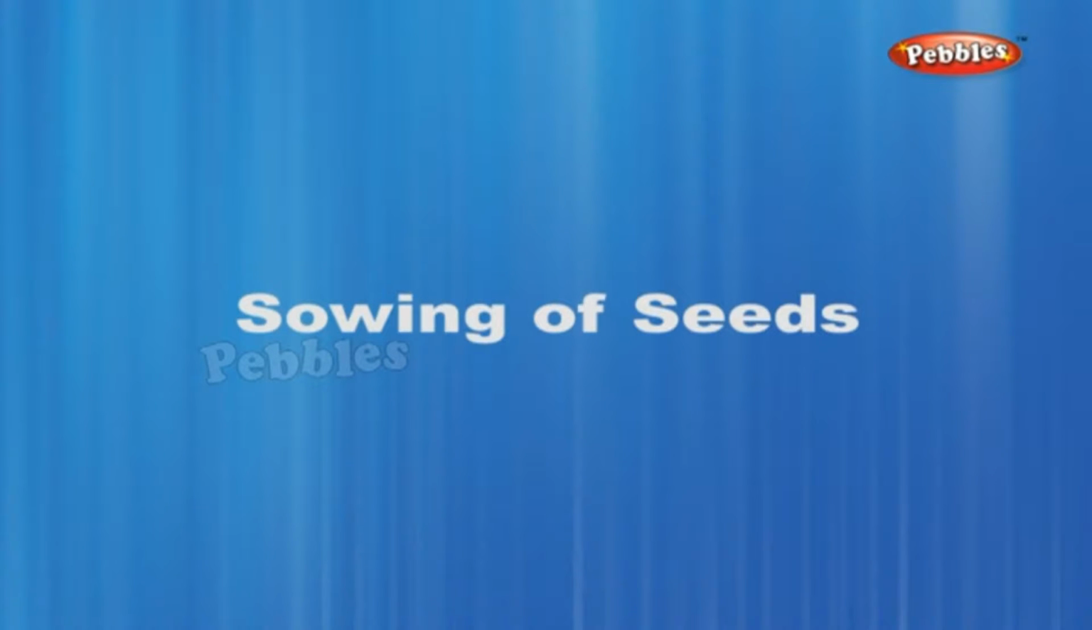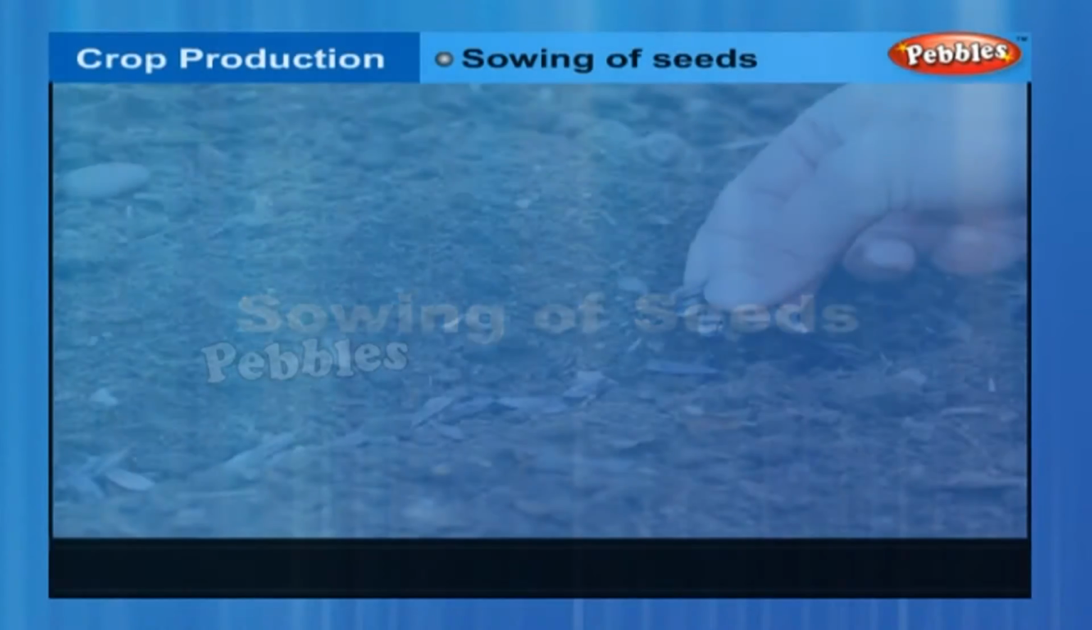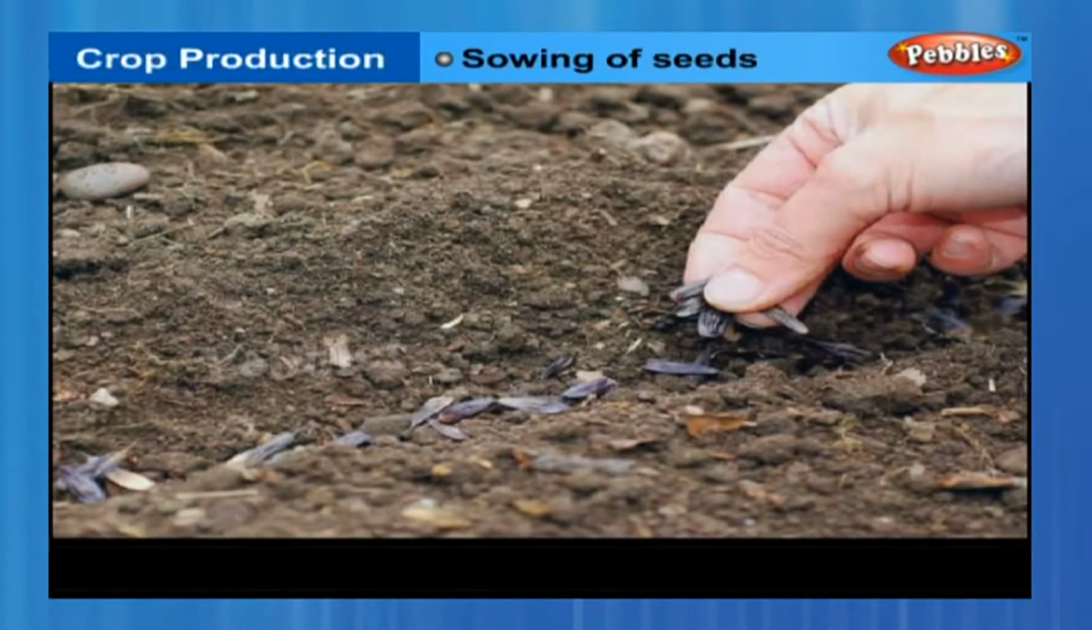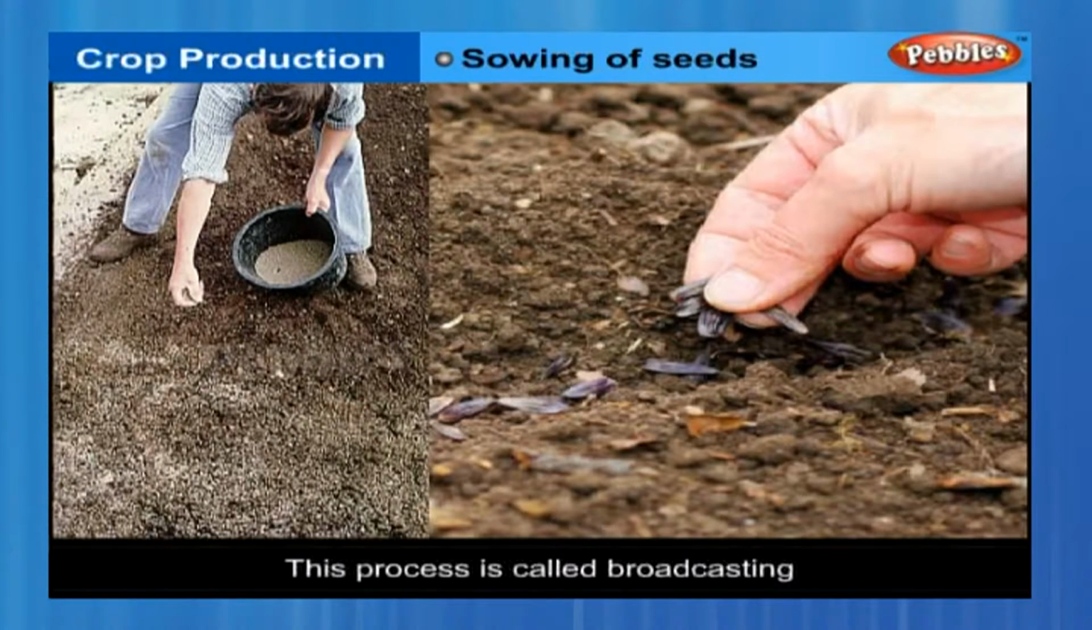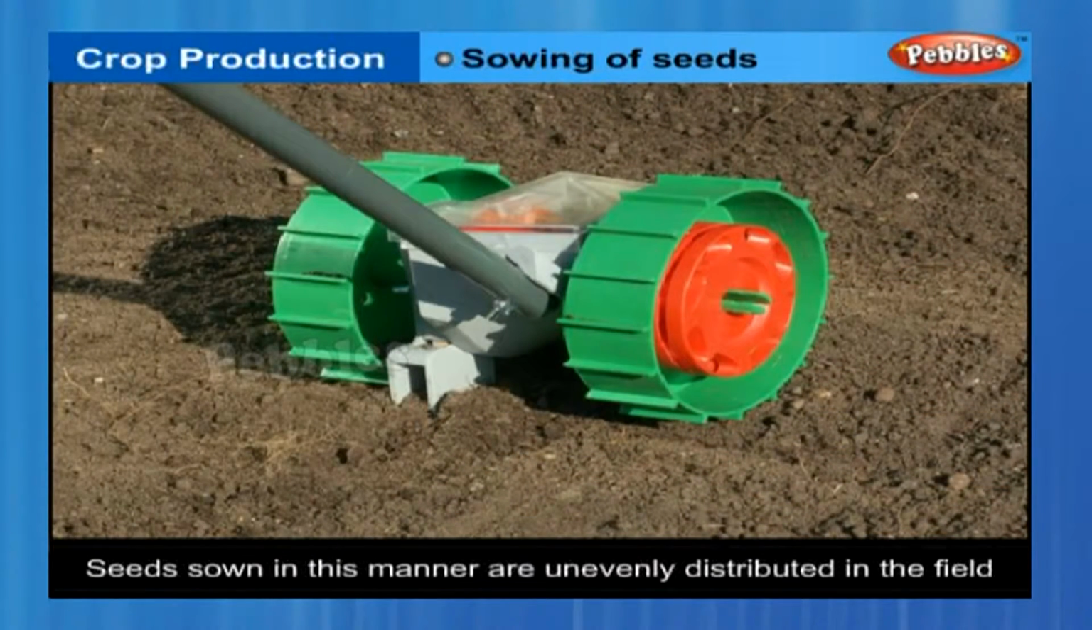Sowing of seeds. Manual sowing. Seeds are sown manually by directly sprinkling them into the soil. This process is called broadcasting. Seeds sown in this manner are unevenly distributed in the field.